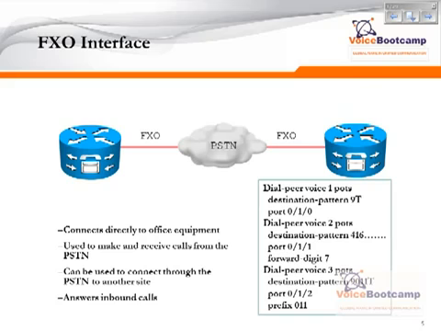An FXO port, on the other hand, is an analog port that allows you to connect a Cisco router to a service provider or a telco, or directly to office equipment. It could be a PBX at your office, or it could be a PBX in the service provider network. It is used to make and receive calls from the PSTN, and it can be used to connect through the PSTN to another site by dialing through the PSTN.